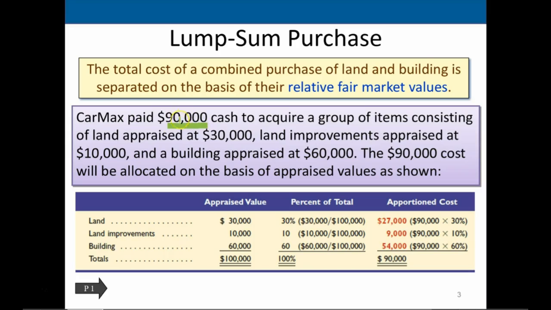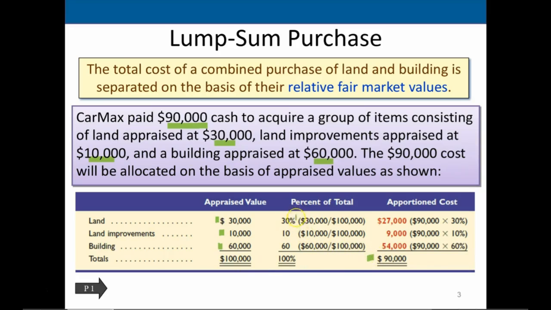So the problem is we bought it for a certain amount, and we're trying to allocate between these items, being land and building, and we're trying to figure out how to do that. We're going to do that with an appraisal, which doesn't tie exactly out to the purchase price. So we're saying the land appraised for $30,000, land improvements for $10,000, and the building for $60,000. So if we take a look at that, the 30 on the appraisal and the 10 and the 60 add up to 100. We only paid 90 for it.